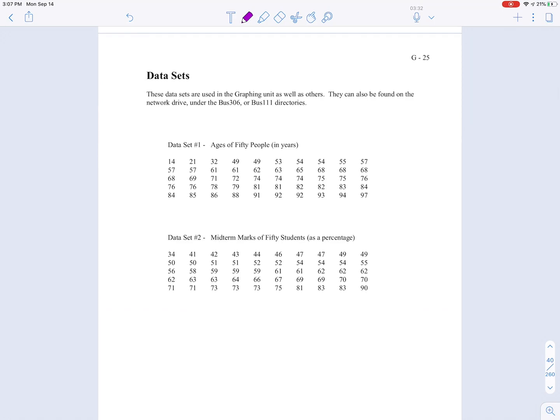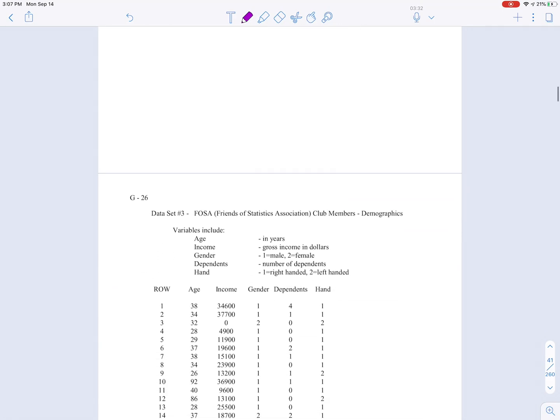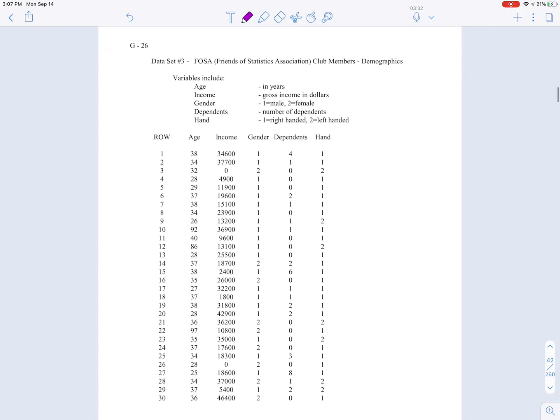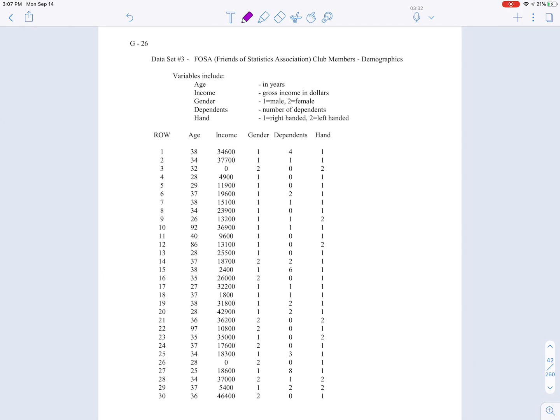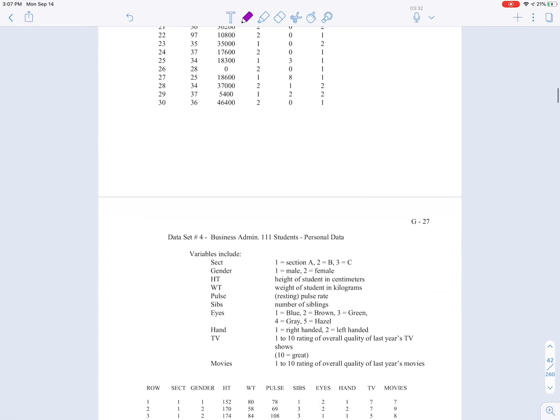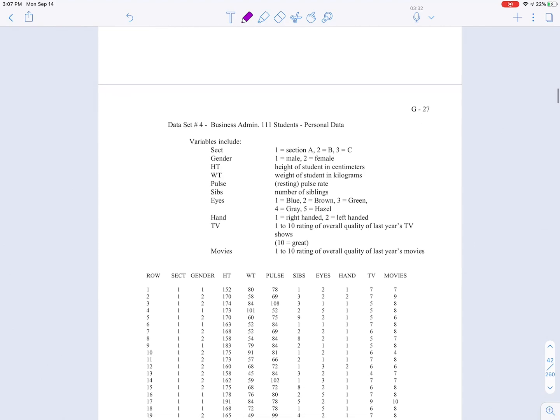Here's our ages of 50 people, our midterm marks. We've worked through those problems here. And these are the Fosa, Friends of Statistics Association, club members. Doesn't really exist, I wish it did. So here we've got the gender, 1 is equal to male and 2 is equal to female. We don't have any others in this particular example. And then there's a few others here.